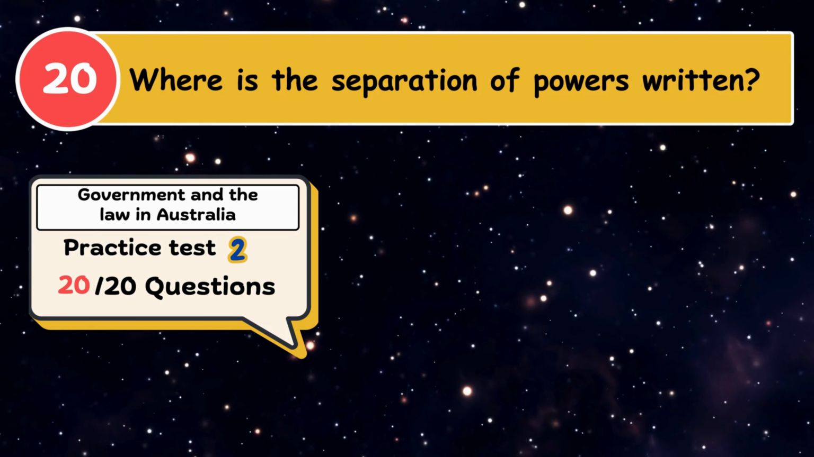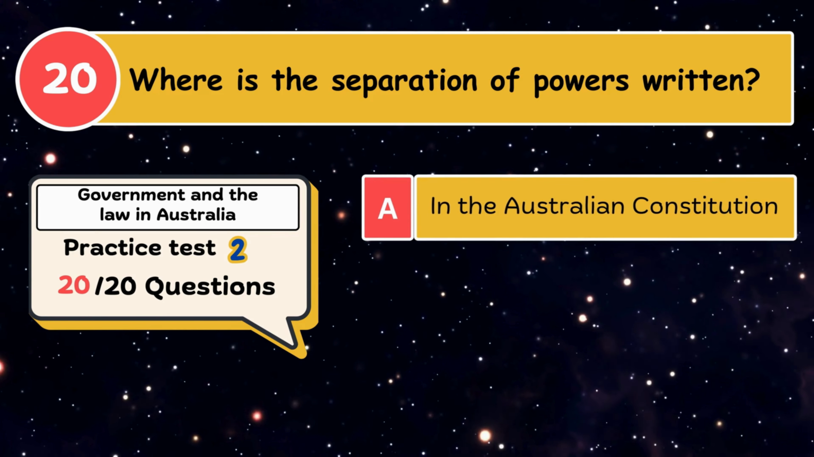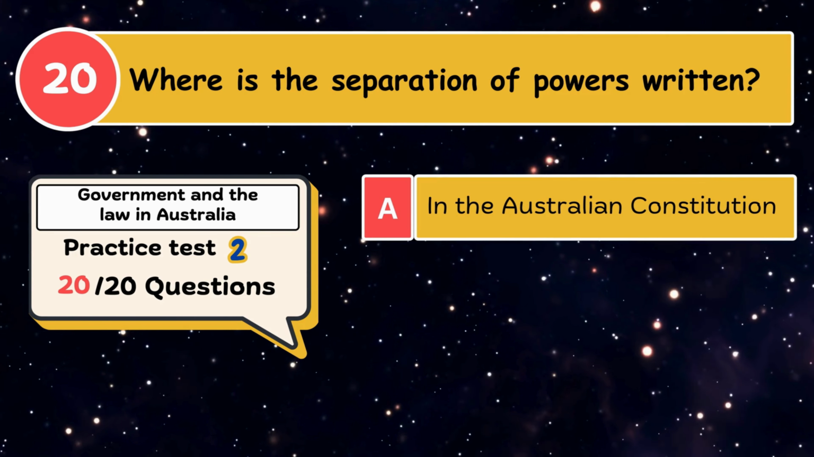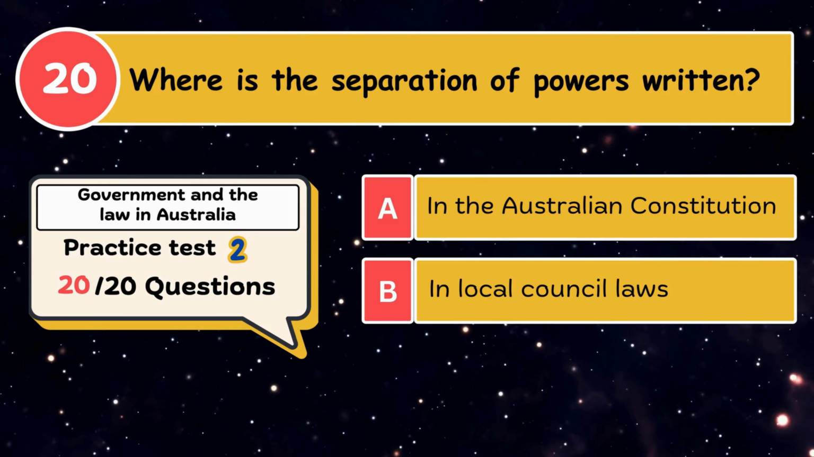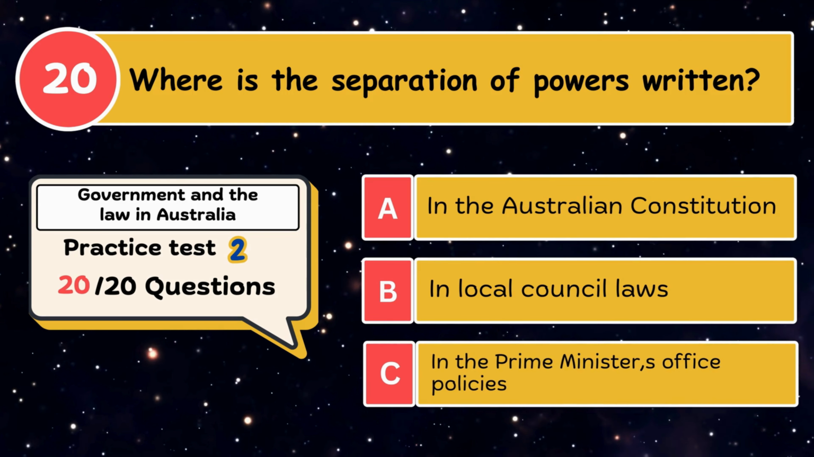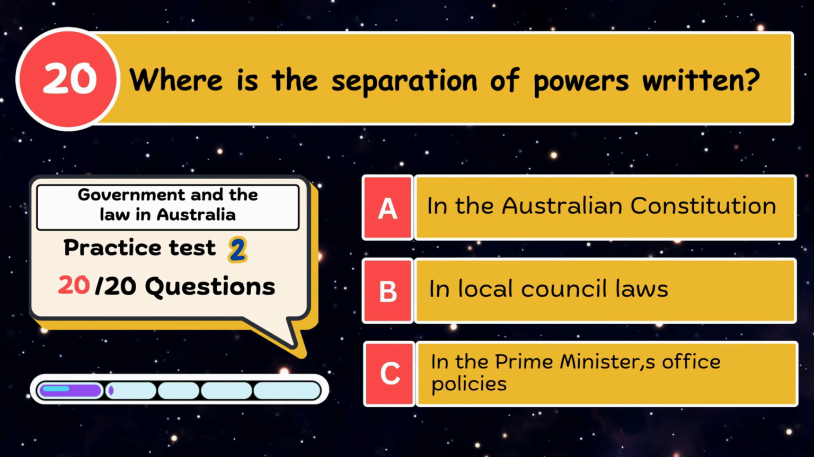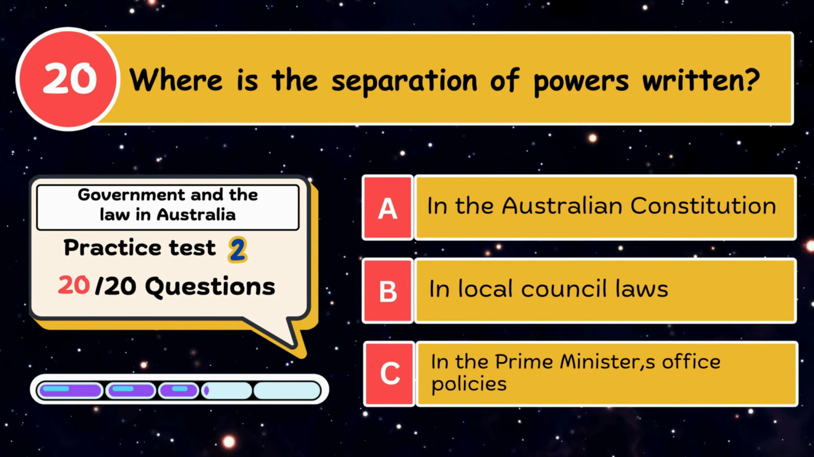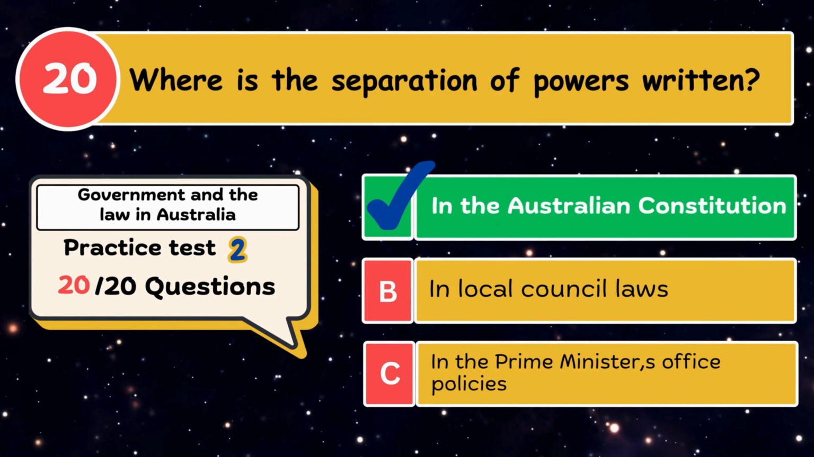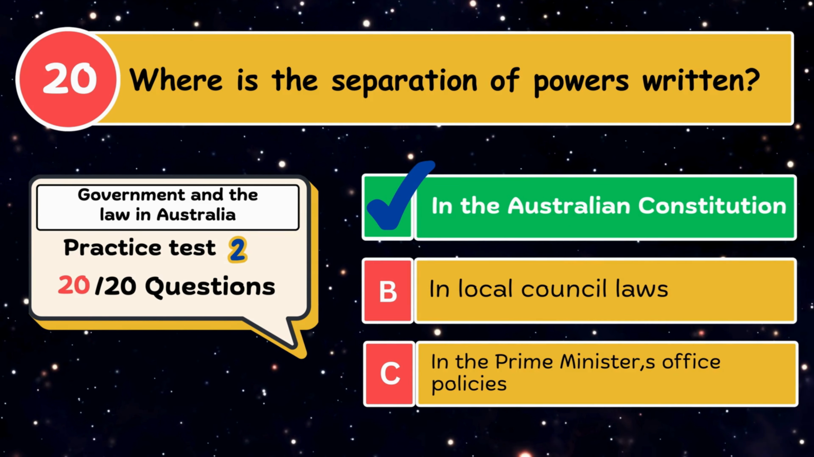Where is the separation of powers written? A, in the Australian Constitution. B, in local council laws. C, in the Prime Minister's office policies. The correct answer is in the Australian Constitution.